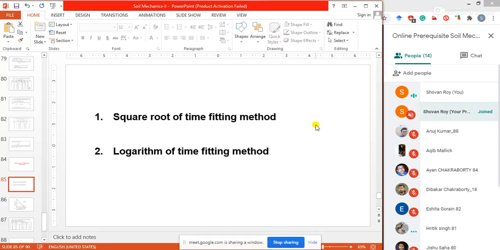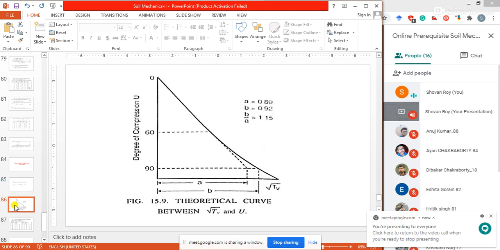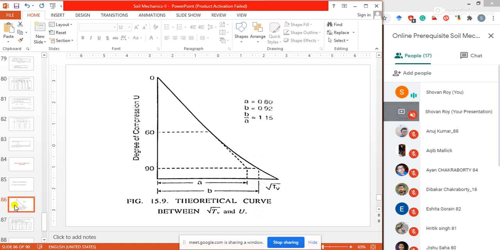Okay, so there are two methods to find out the coefficient of consolidation. One is the square root of time fitting method, and another is the logarithm of time fitting method. Just first, if we discuss the square root of time fitting method, we can calculate using any one of the methods to find out the coefficient of consolidation in our laboratory.